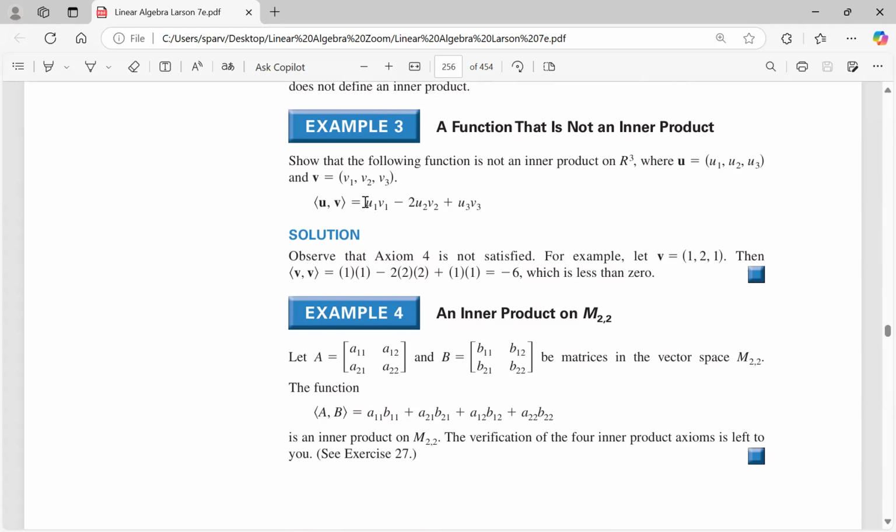Let's do v dot v when I have (1, 2, 1). According to the inner product definition, the dot product is defined as you multiply first component by first component, second by second, third by third, but -2 times in the middle. So you do that, and you get -6. Remember, the positivity axiom said that any vector dotted with itself has to be at least 0. Well, this turned out to be negative. Therefore, it's not going to work. So this is not an inner product on R3, a non-standard one.